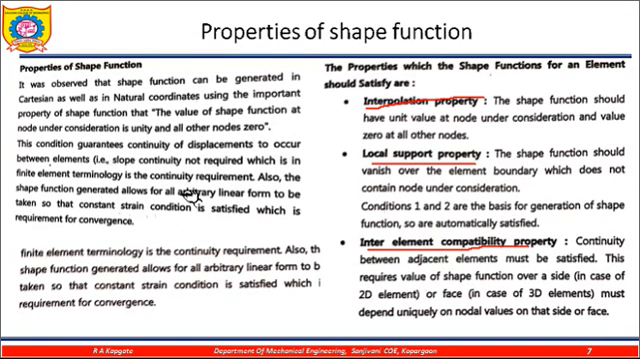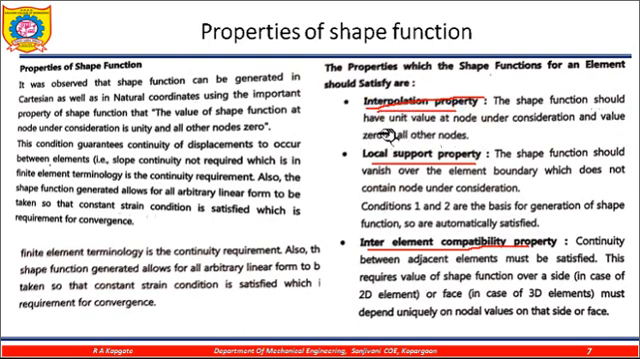I have already told you that whenever we are interested in finding the displacement function, we use two methods. One is the stiffness method and the other is the shape function method. So in the shape function method we are interested in finding the shape function. Whenever we calculate the shape function, these three properties must be maintained perfectly.